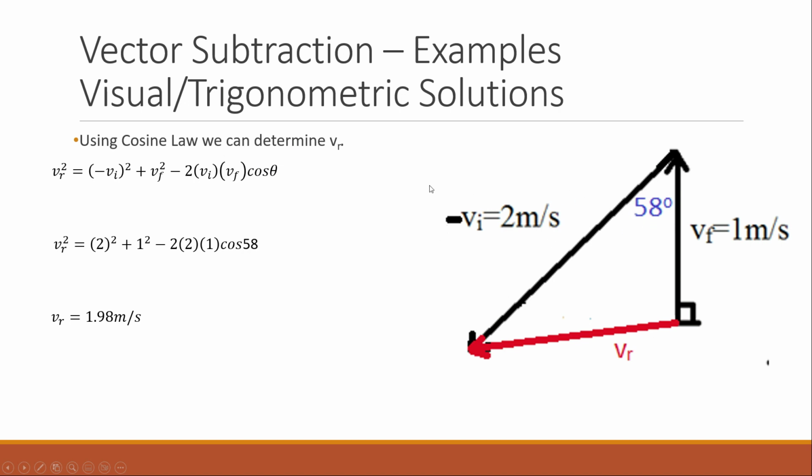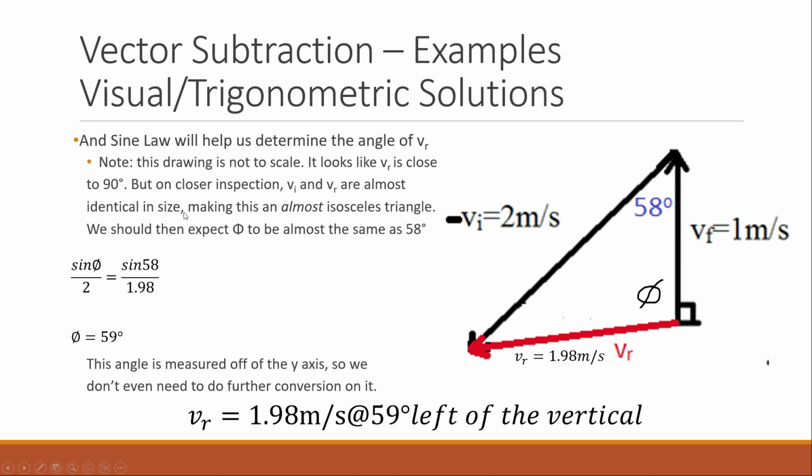We know the size of negative Vi, and we know the size of Vf. So we have side angle side. This is a thing for cosine law. So we can determine the magnitude of Vr by using cosine law. And I've just plugged it in here. Now we can use sine law to determine the angle of Vr.